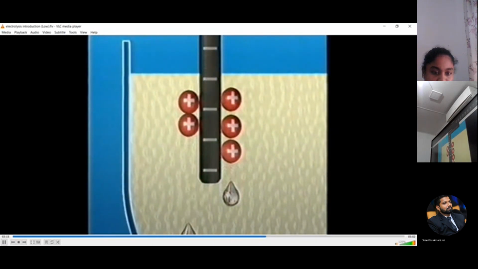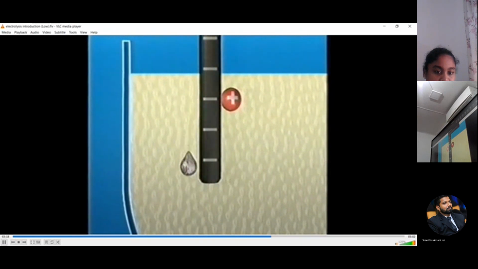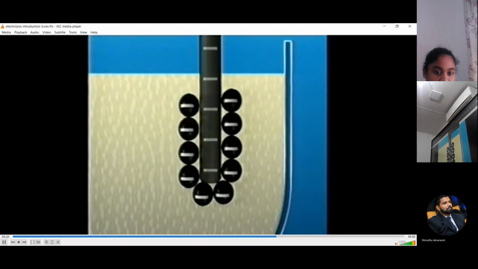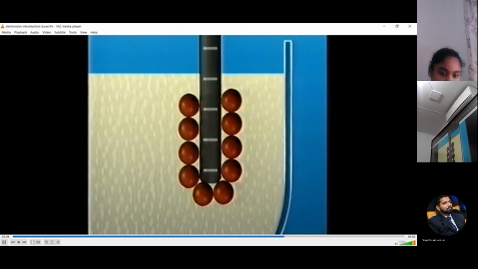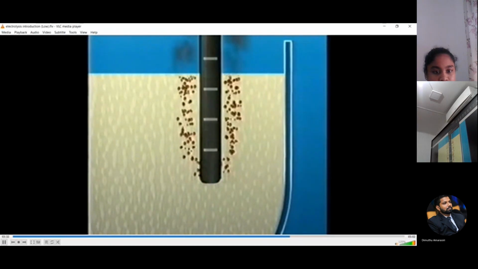Lead ions pick up electrons. They lose their positive charge and form lead atoms. Bromide ions give up electrons. They lose their negative charge and become bromine atoms. These form a gas.